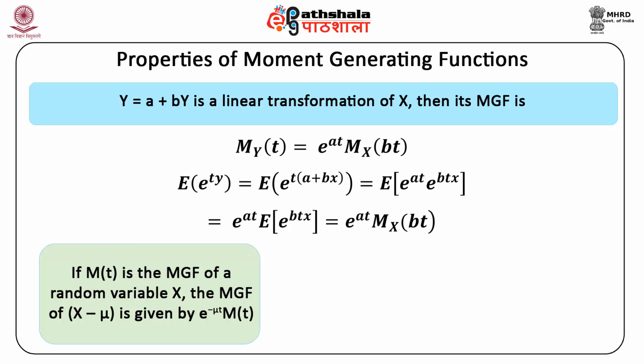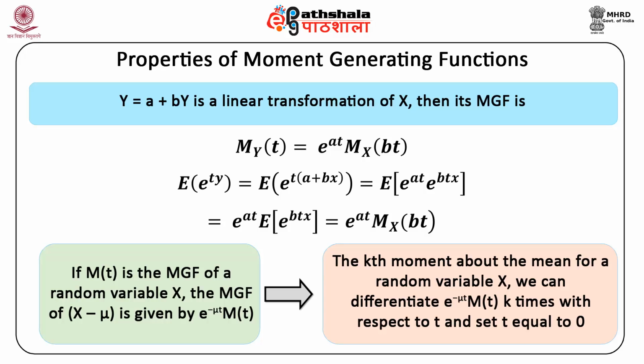The moments about the origin of x minus mu are the moments about the mean of x. So to compute the kth moment about the mean for a random variable x, we can differentiate e raised to the power of minus mu t into M_X(t) k times with respect to t and set t equal to 0.